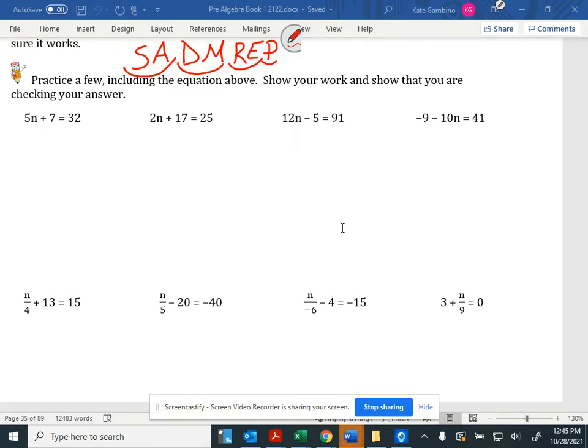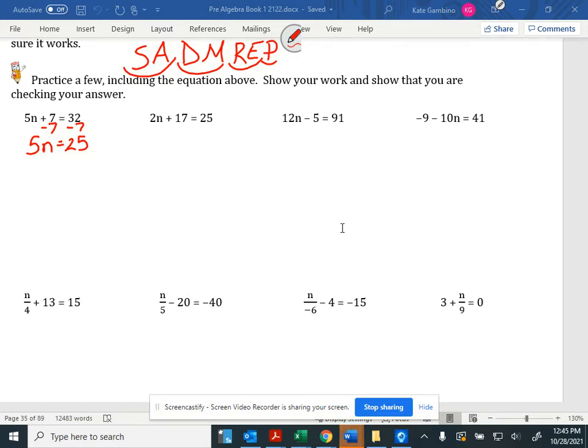Am I going to add? Remember, we are trying to get the n by itself. If we want the variable alone, we're in the backward state of mind. Yeah, we're going to do the opposite. So we're going to subtract our 7 out. So 32 minus 7 is 25. 7 minus 7 cancels itself out. So now we have 5n equals 25.